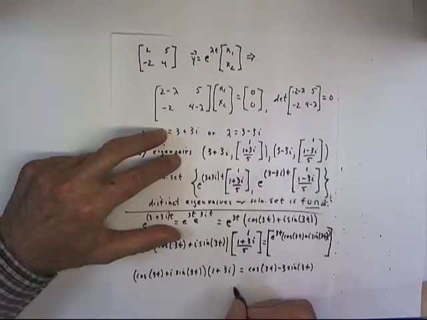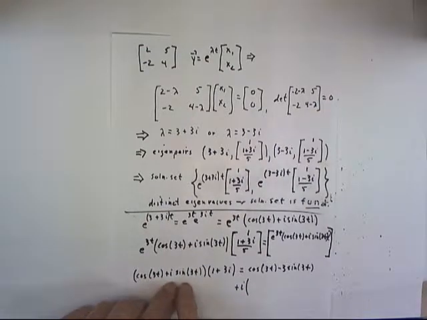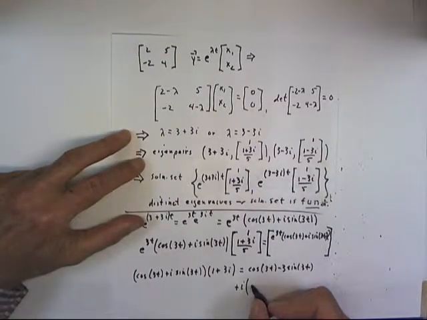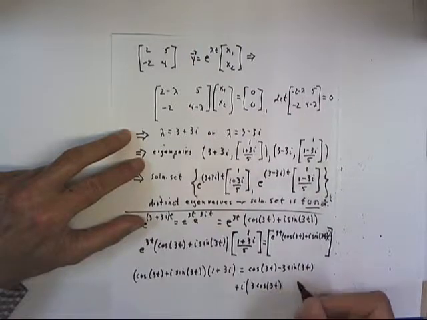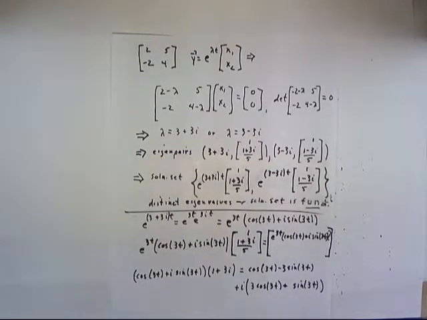And then the other two terms that we get when we use the distributive law to multiply these two expressions are going to be i sine of 3t times 1 and cosine of 3t times 3i. So that's going to be 3 cosine of 3t plus sine of 3t. So we have a real and an imaginary part.